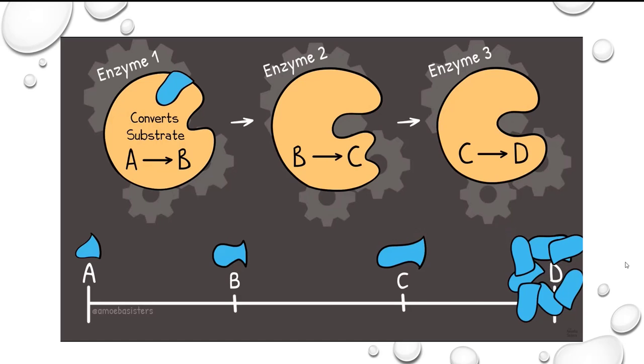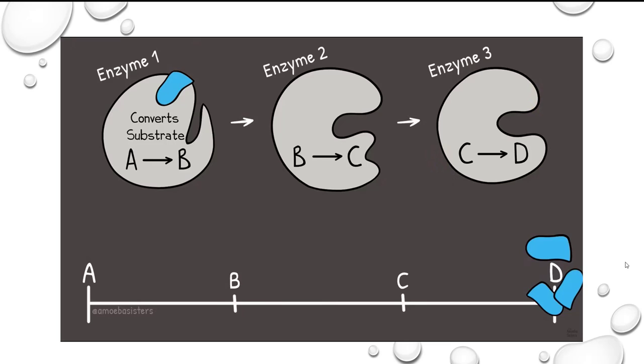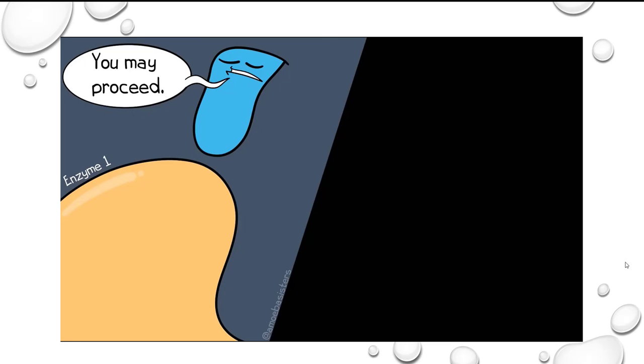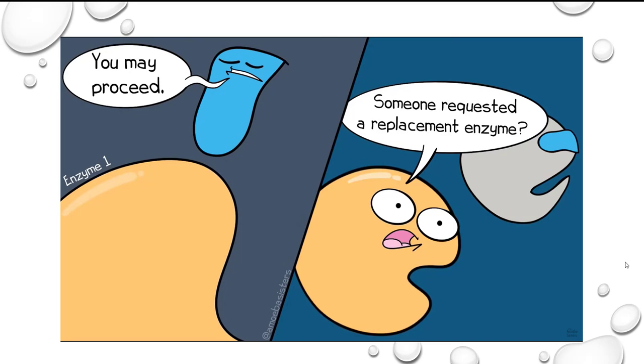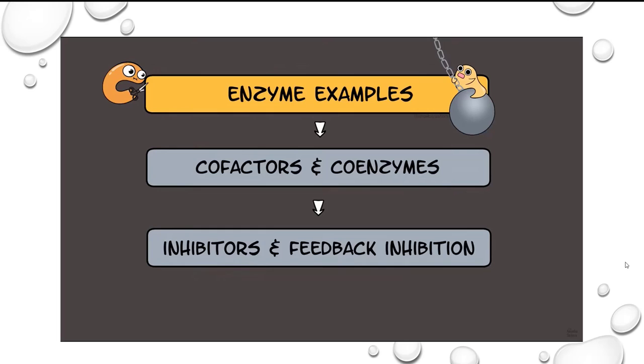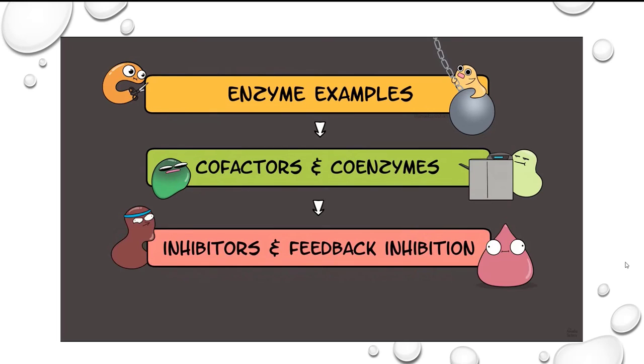Well, product D might also be a non-competitive inhibitor for enzyme 1, stopping enzyme 1 from working, which will stop the process. Again, this could be reversible, or it could be that more enzyme 1s are produced in the body if this needs to start up again. So to recap, we explored some real-life enzyme examples, talked about cofactors and coenzymes, inhibitors, and feedback inhibition.